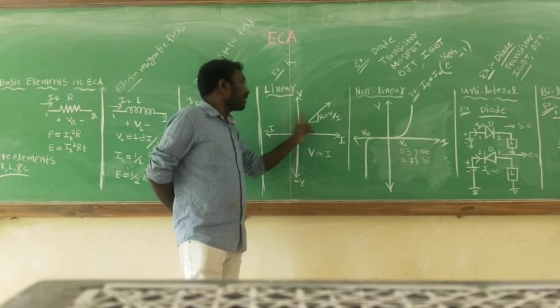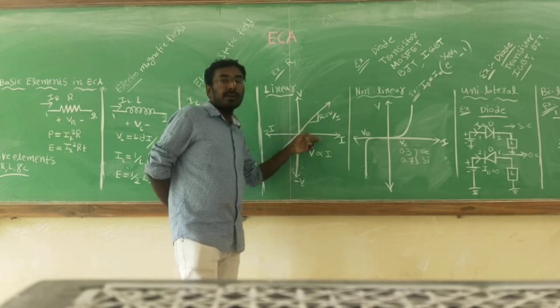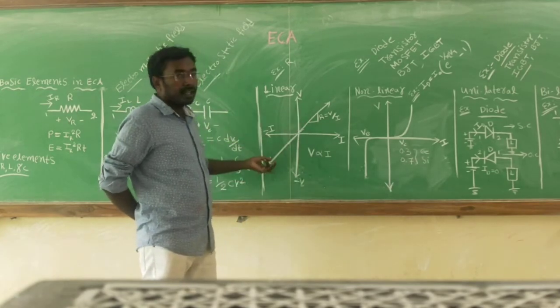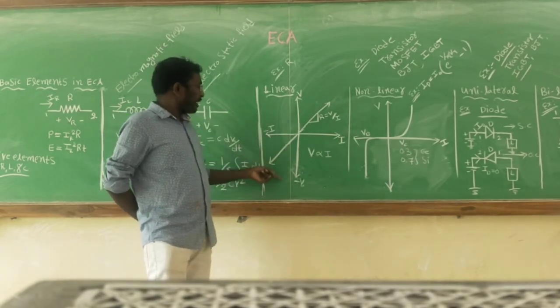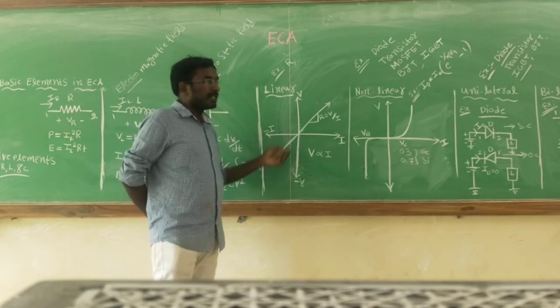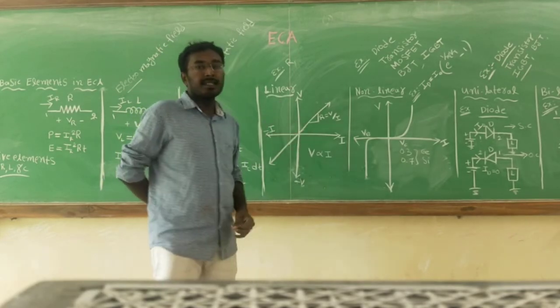R is equal to V by I. Wherever the point, the slope is always constant. This is the first quadrant, and the third quadrant is also the same: R is equal to minus V by minus I. Same constant, we are not changing. The slope of the characteristics is not changing. These types of systems are linear systems.